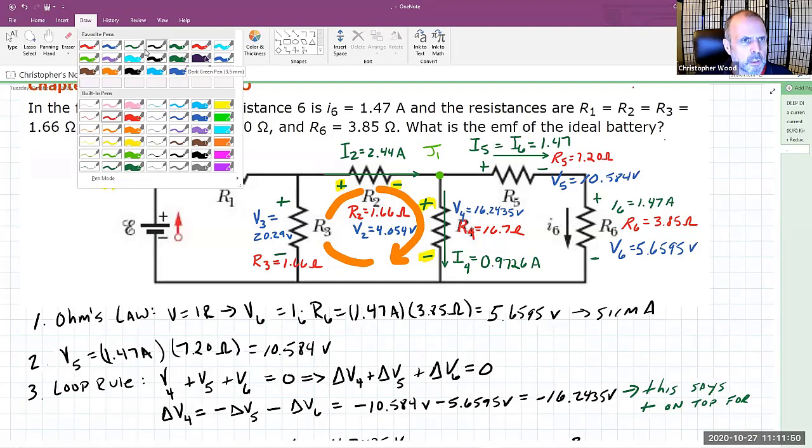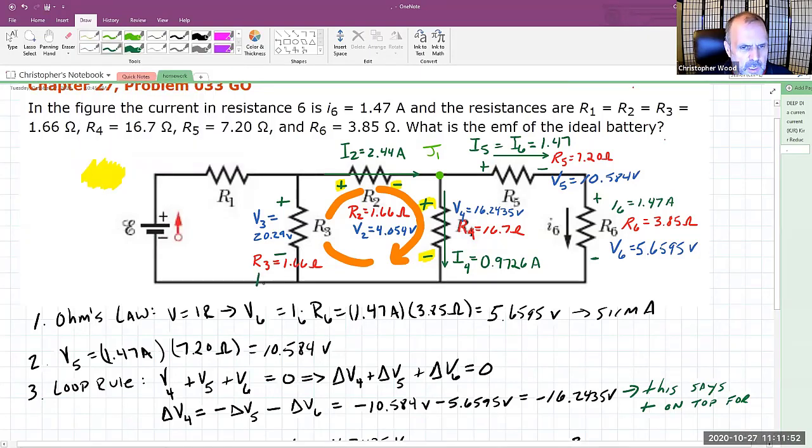Current is green. So Ohm's law says that I3 equals V over R. So I'm just going to do V over R: 20.29 divided by 1.66. This is 12.27. Lots of current there. 12.27 amperes. All right, and then I'll show the work down here.